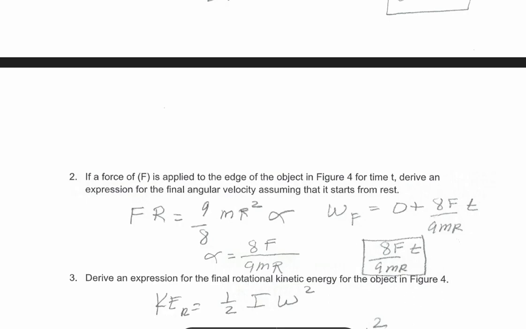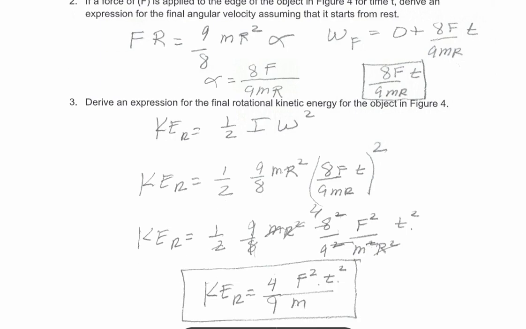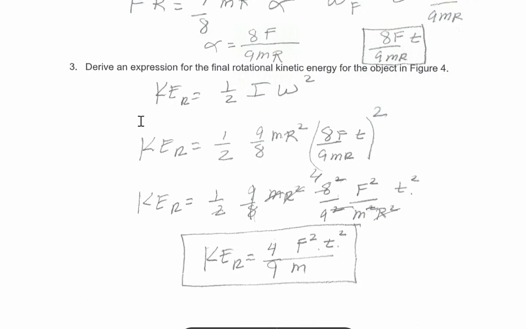And it wants the final angular kinetic energy, or rotational kinetic energy. Well, rotational kinetic energy is 1/2 I omega squared. So 1/2, here I put my I in there, and then here's my omega, and I square it. And then cancel everything out. I get 4/9 F squared T squared divided by m. And that is our review.